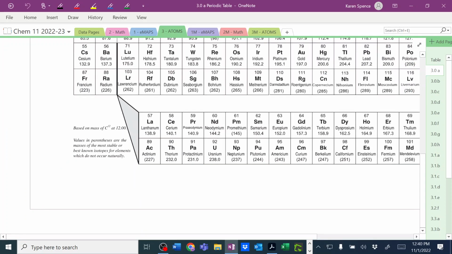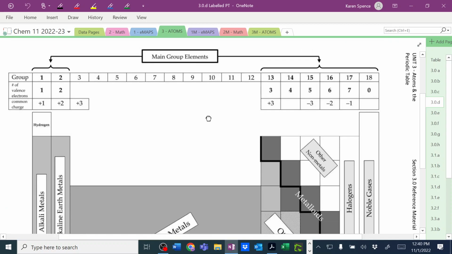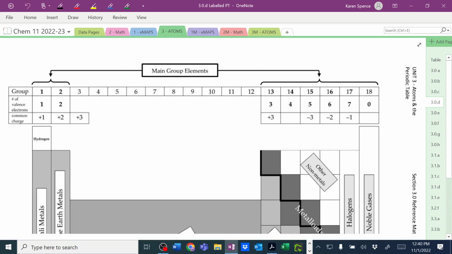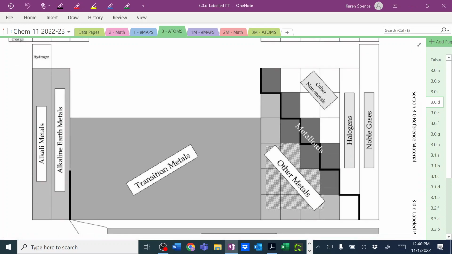And don't worry, you'll get practice with this along the way. I'm just kind of going through the reference material so that you know it's here, and a very, very small reminder of things. Now we do have the metalloids. Do you guys remember the metalloids?